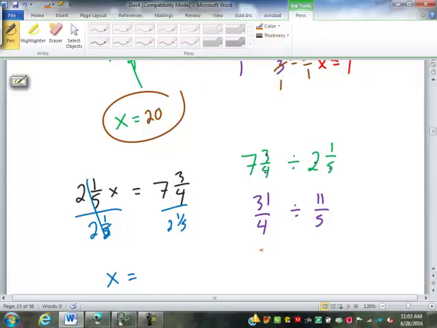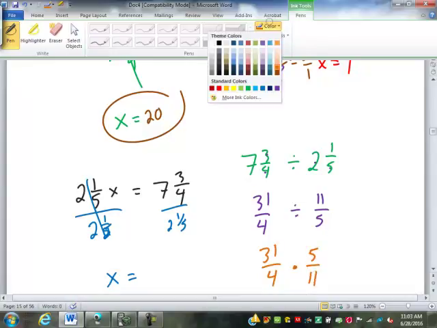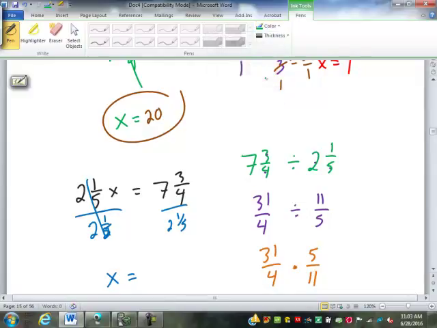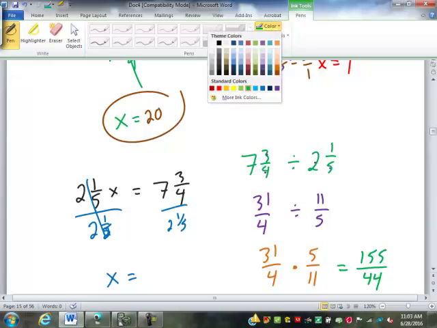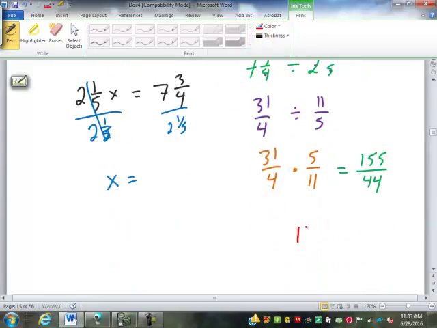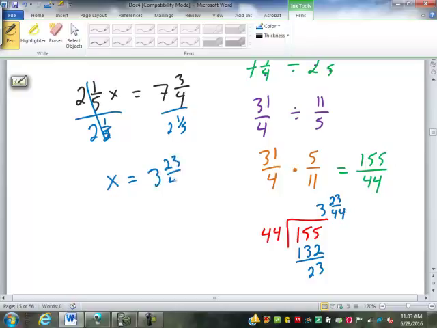And now I still have to change it into multiplication. So it's 31/4 times 5/11. Then I'll multiply. 31 times 5 is 155. 4 times 11 is 44. And now I have to reduce that to a mixed number. 155 divided by 44. 44 goes in there 3 times, which would be 132, right? Which leaves us with 23. So we have 3 and 23/44. Does that sound right? Yep. Good.